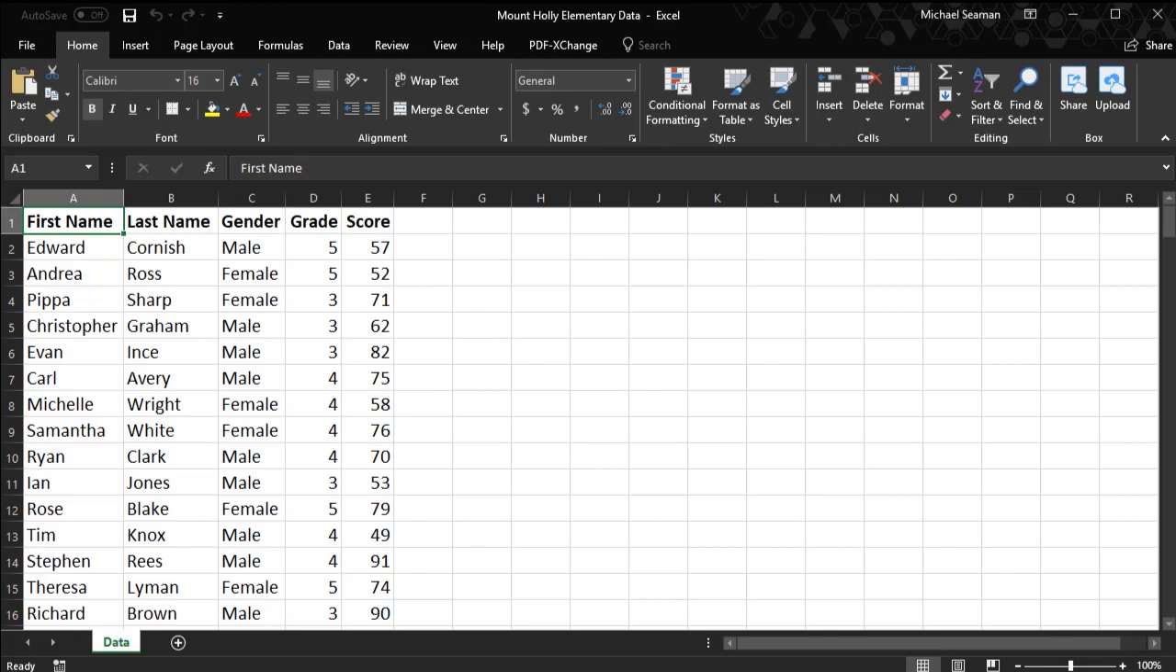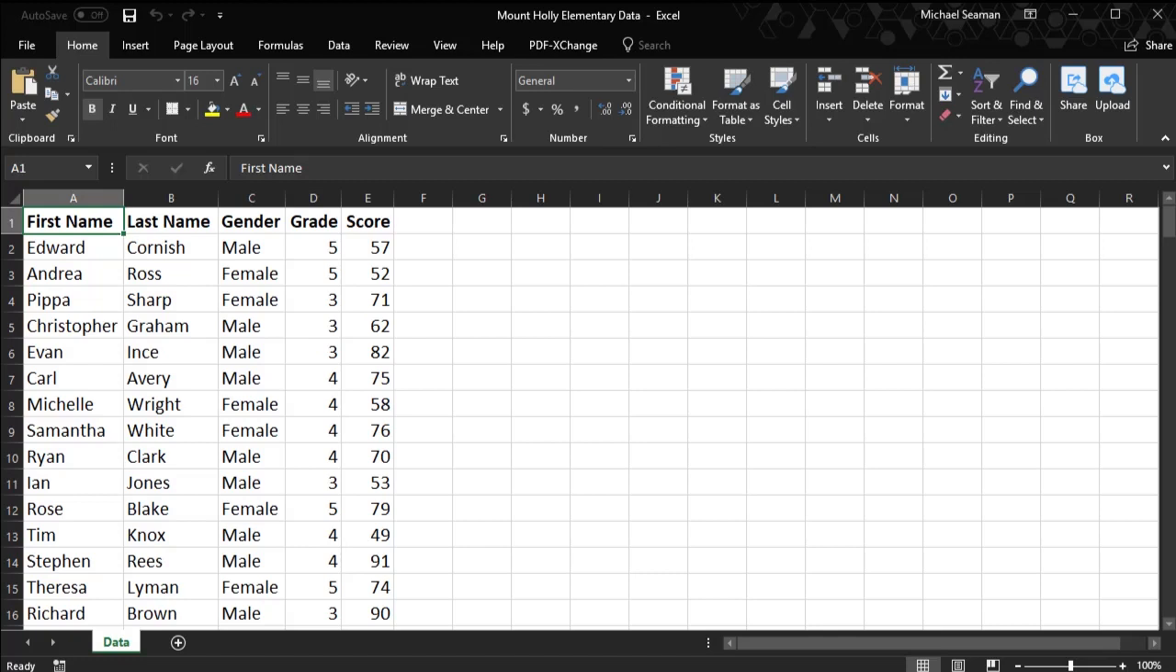These are two different types of variables. First name, last name, and gender are categorical variables. We don't talk about an amount of first name. We refer to different first names. Grade level refers to an amount of schooling, and score refers to an amount of achievement. So these are quantitative variables.